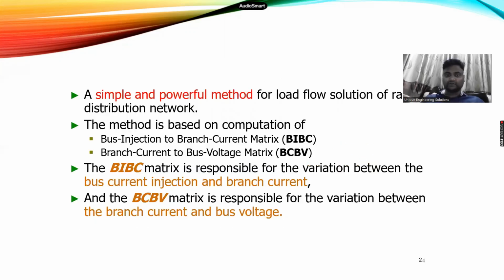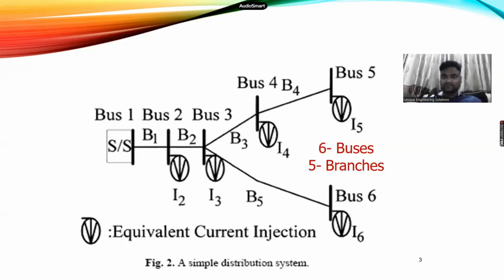In any radial distribution system, the number of branches is 1 less than the total number of buses. Here we have to understand that I1, I2, I3, up to I6 are the loads of each bus, and B1, B2, B3, B4, B5 are the currents flowing through each branch. So in this method, we have to find all the loads in terms of current as well as all the branch flows in terms of current.